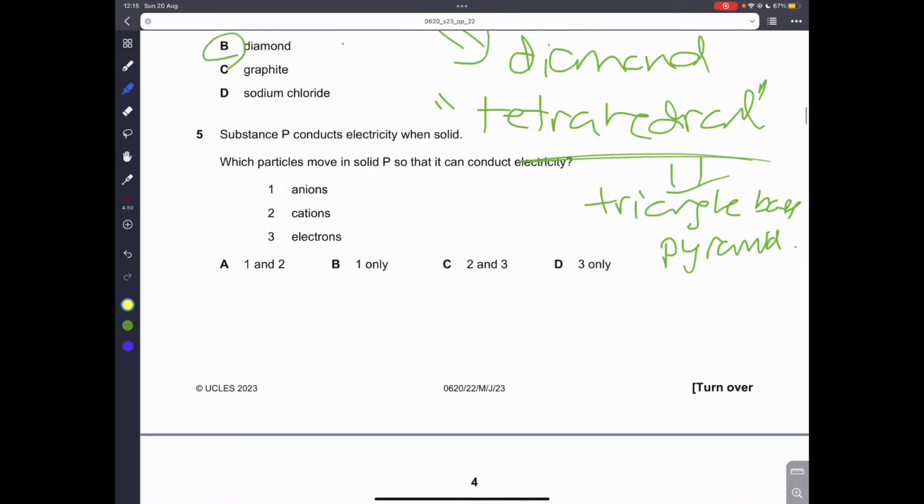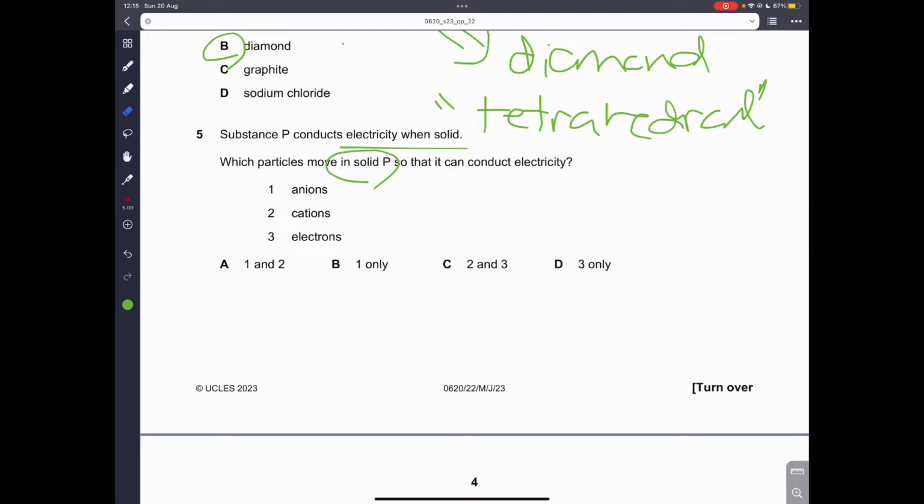Question number 5. Substance P conducts electricity when solid. Which particles move in solid P so that it can conduct electricity? Okay, it conducts electricity when solid. Well, this definitely means that it could be a metal. It is definitely a metal.